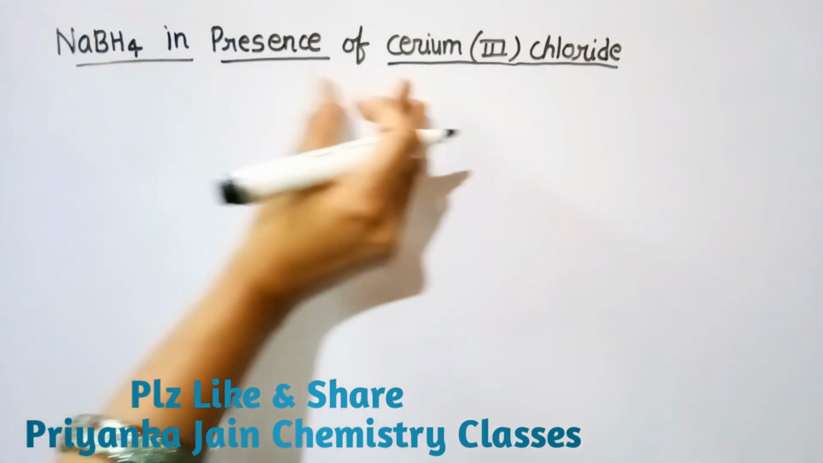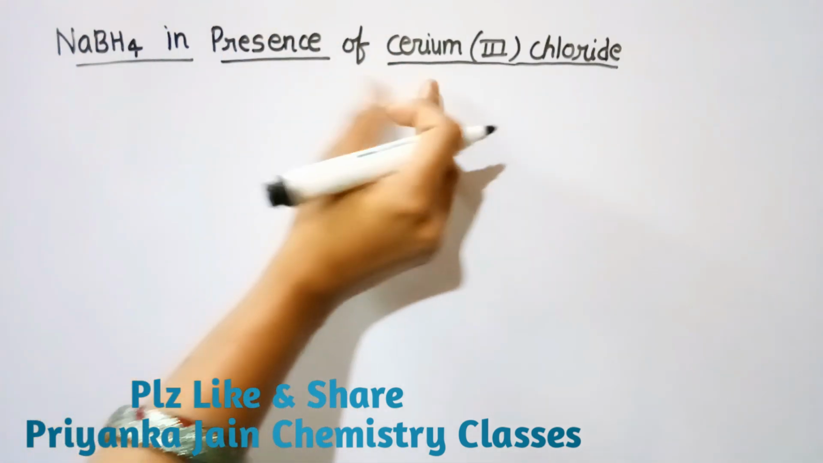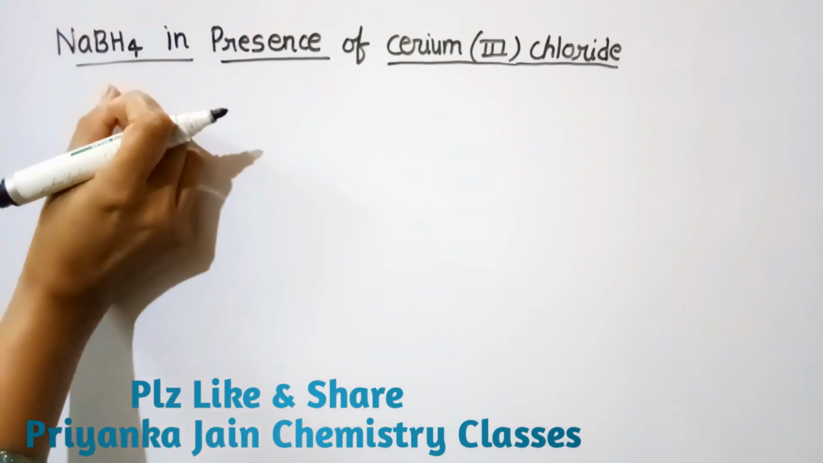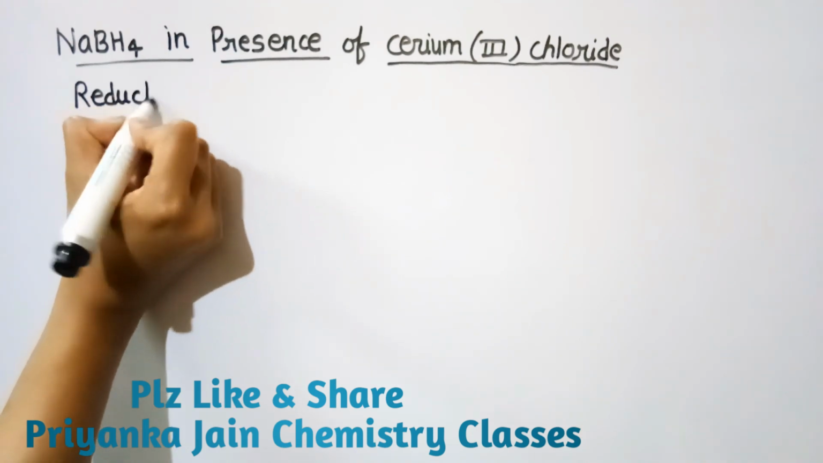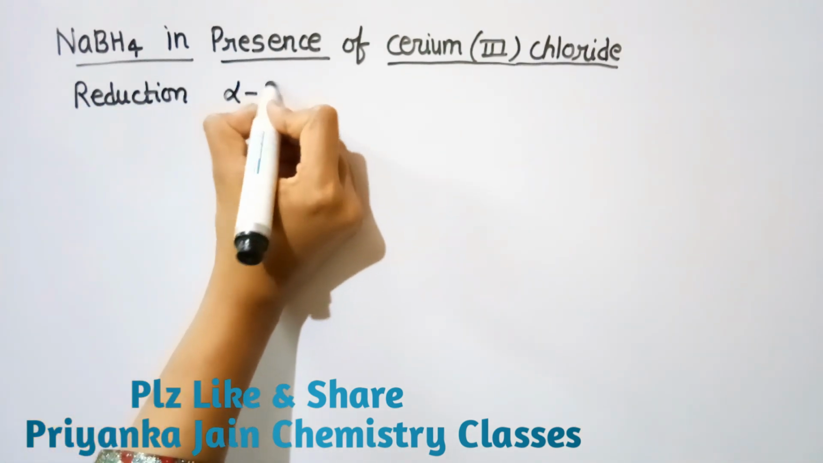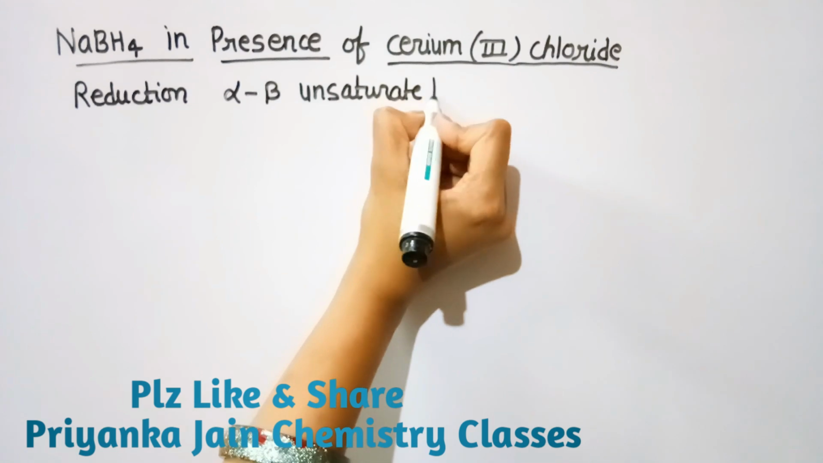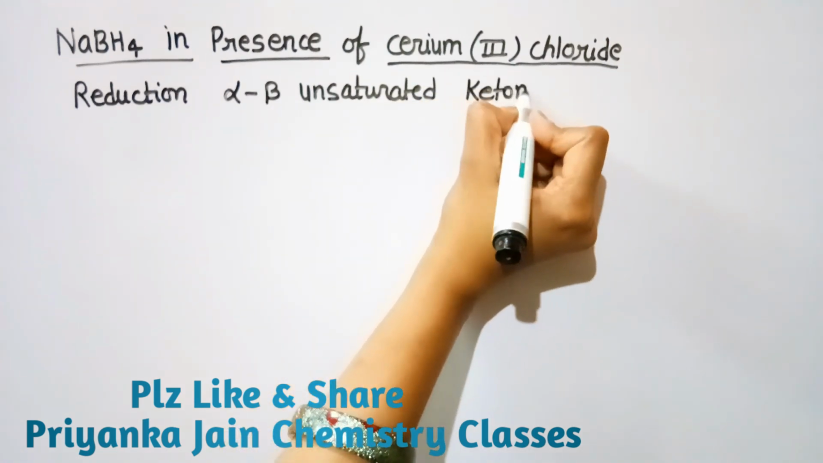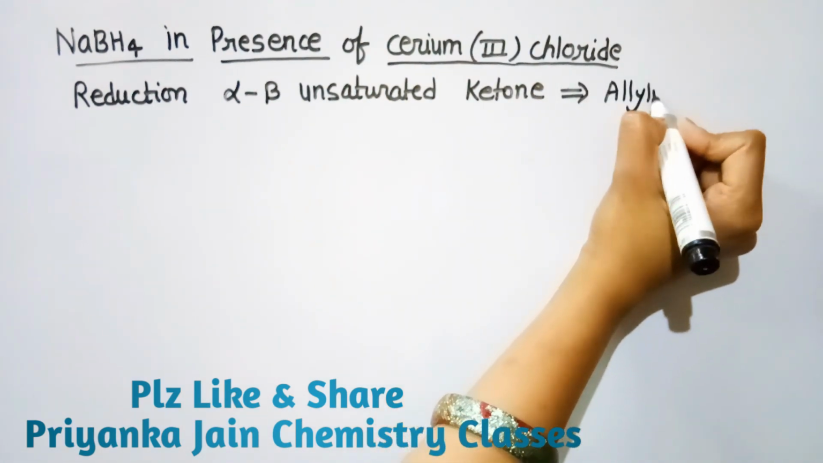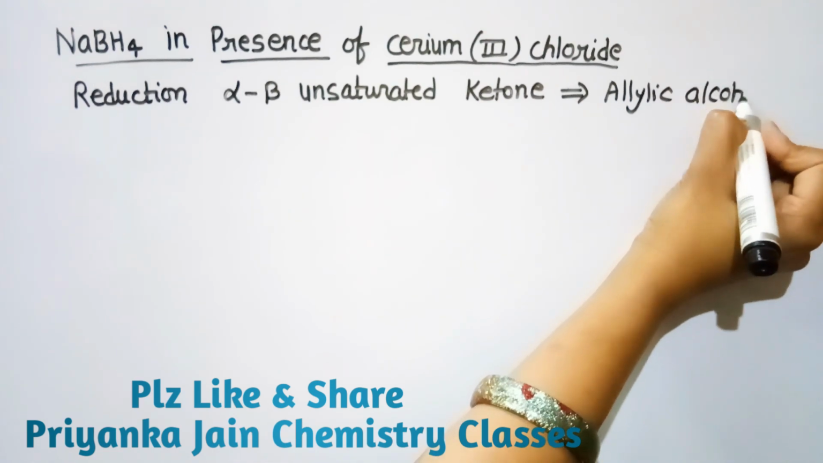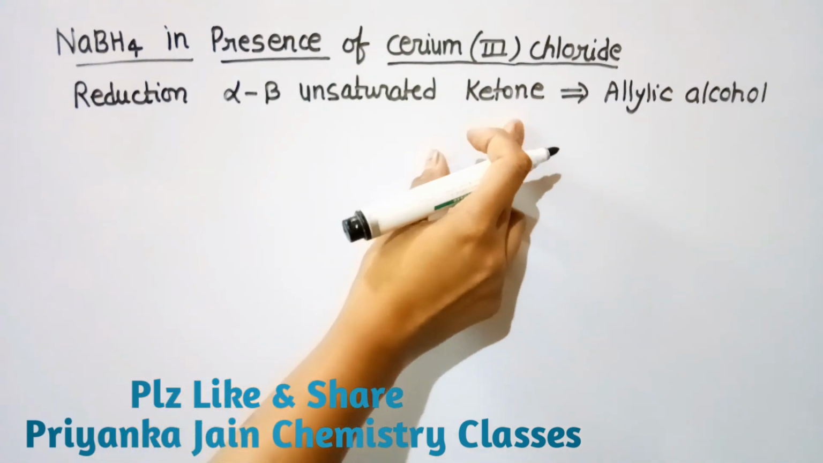Now see another important use of NaBH4. When we use NaBH4 in the presence of cerium trichloride, taking it in the solvent ethanol, it becomes highly selective and can be used for the reduction of alpha beta unsaturated ketones. These can be converted to alcohols. It means it provides a route for the synthesis of allylic alcohols, because it will not touch the double bond that is present. It will selectively reduce the carbonyl group to the alcohol group.